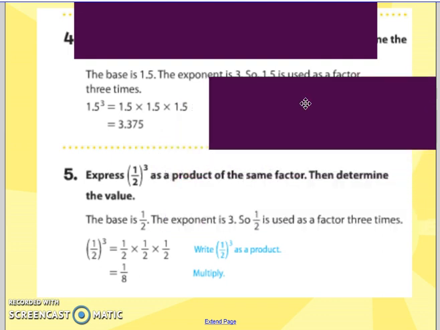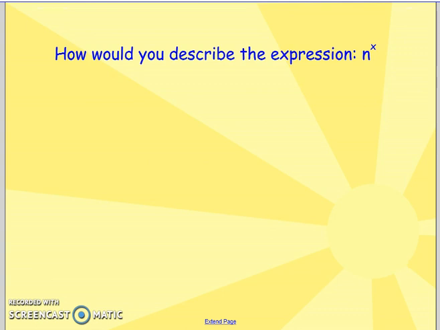All right. How would you describe the expression n to the x power? This is another instance where I need you to pause the video, write out about 5 sentences. We'll discuss them tomorrow in class.